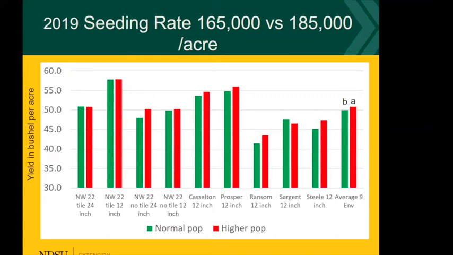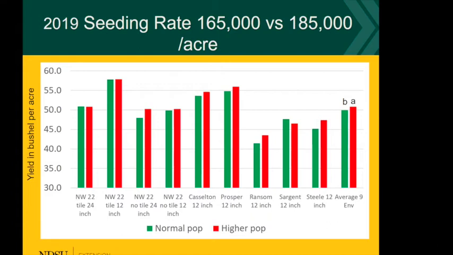So when we talk here about seeding rate, I'm making the assumption that 10% of the plants don't make it, or the seed doesn't make it to a plant, and that we have some losses. So this one is seeding rate. So we have two seeding rates. The normal population would be in the range of 150,000 established plants, and 185 is slightly higher.